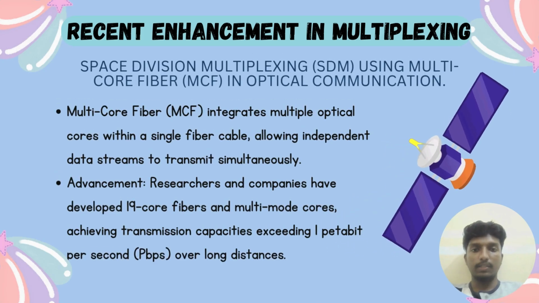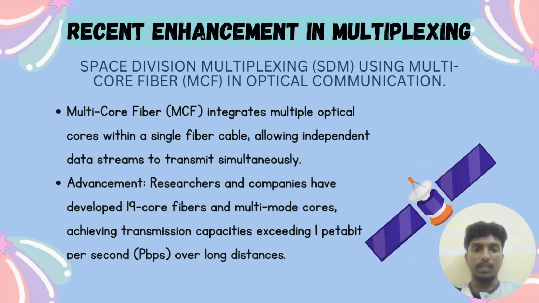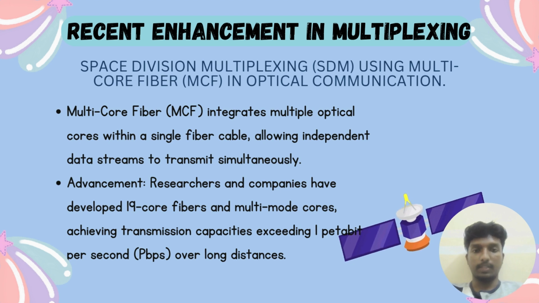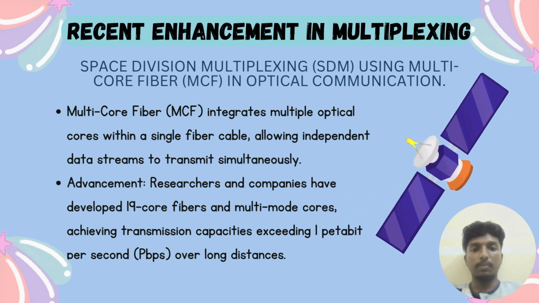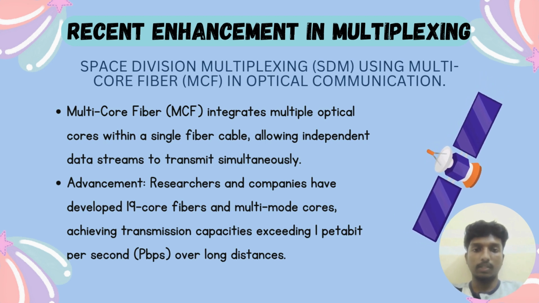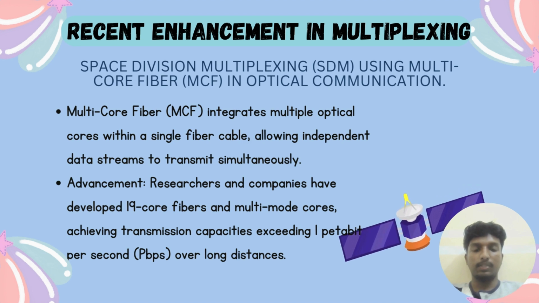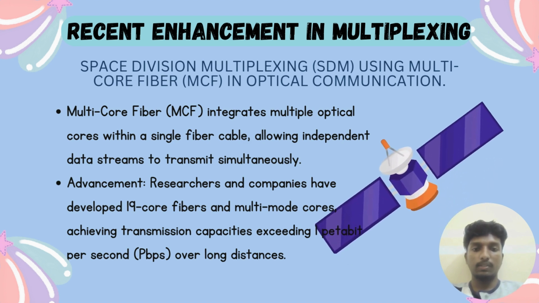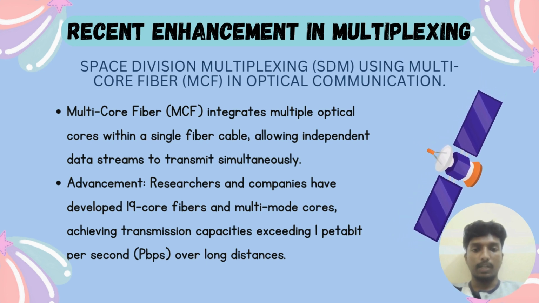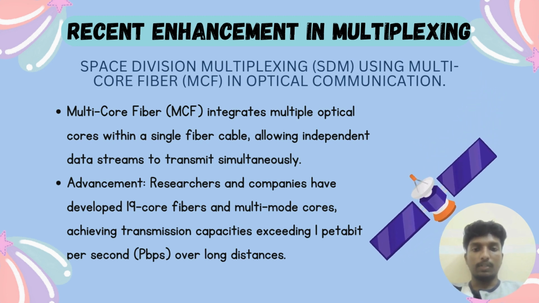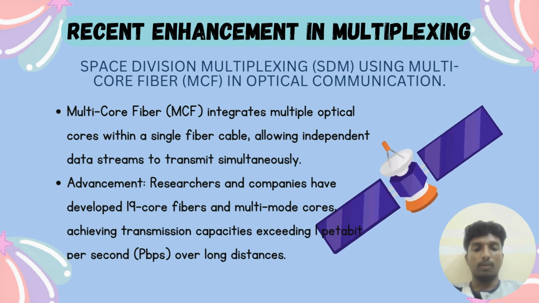Now let's see the recent enhancement in multiplexing, which is space division multiplexing (SDM) using multi-core fiber (MCF). From the name itself, we can know that MCF consists of multiple optical cores within just a singular fiber cable, which allows a vast amount of data streams simultaneously. So the researchers and companies have developed 19 core fibers and multi-mode cores, achieving transmission of a record-breaking 1 petabyte per second over long distances.